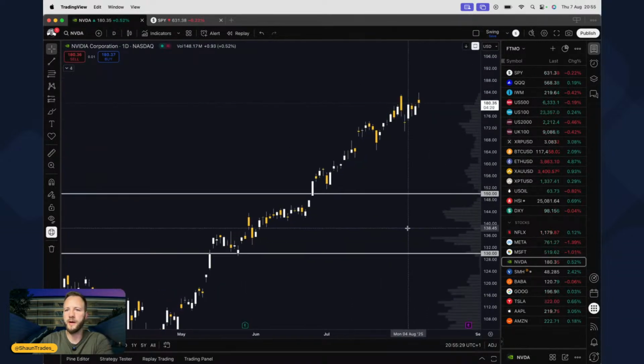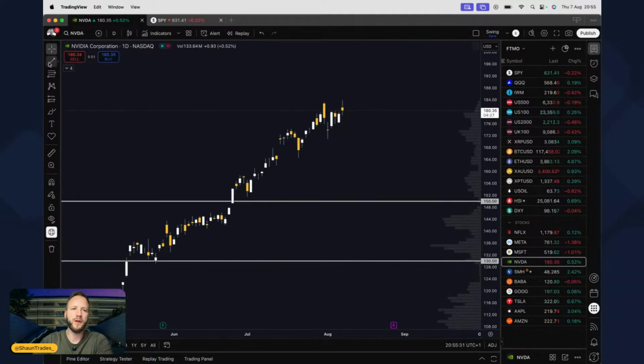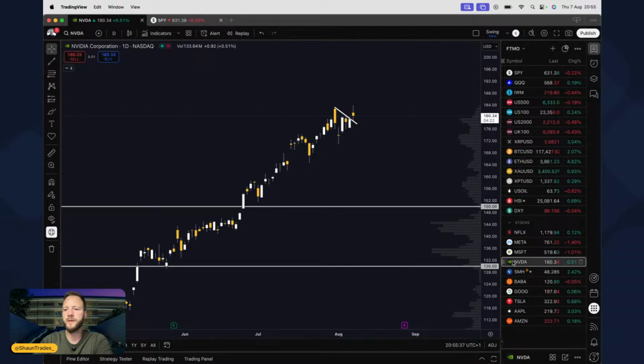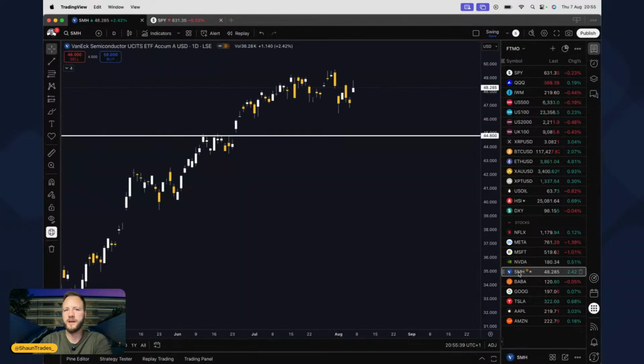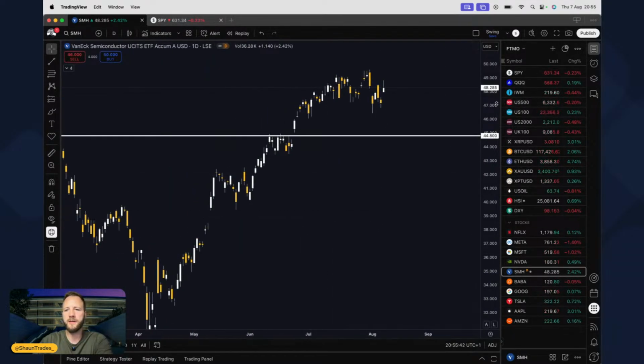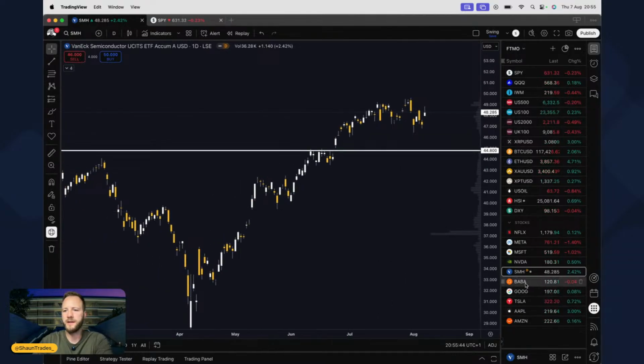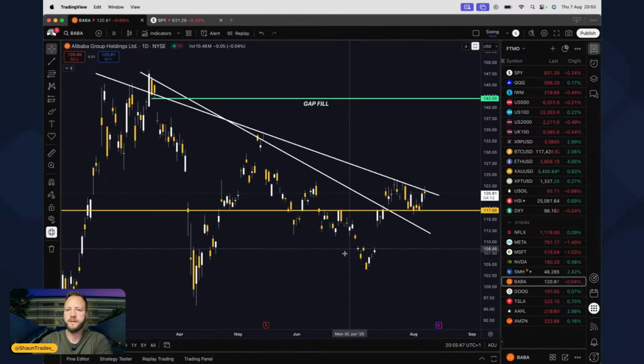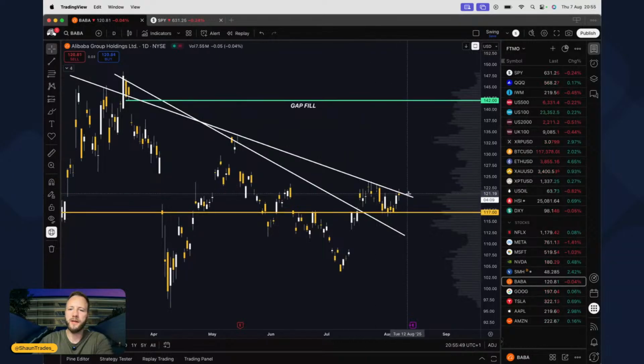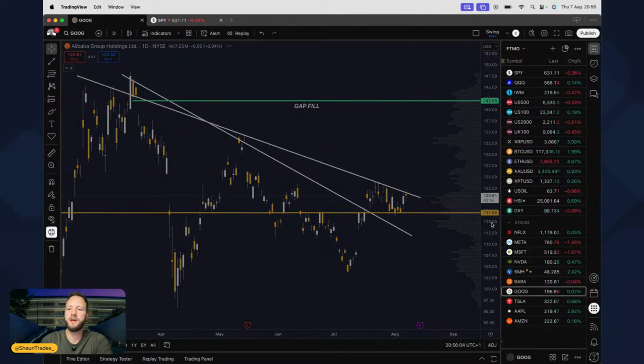Nvidia still kind of plodding away. Did break out of a mini trend line there. Semiconductors still powering on. SMH, this is the London one because that's what I have. Less fees and all that. Alibaba doing quite well. Just need to break out of this second trend line. I'm currently in this trade as well, so hoping for good things there. Obviously, the next stage is about 132-ish, but my ultimate goal is 142 for Barber.